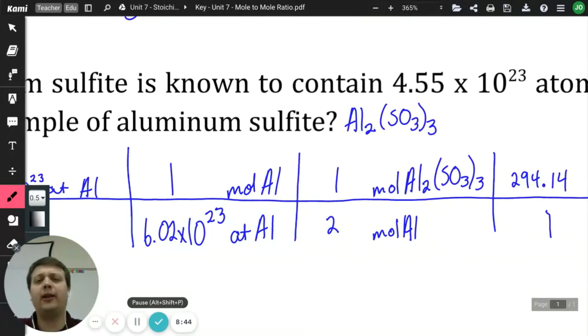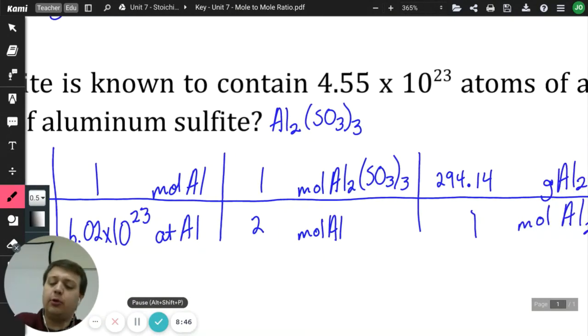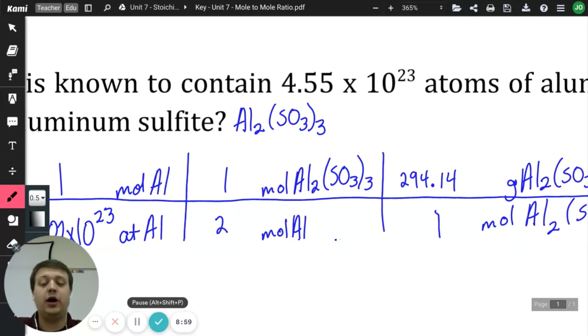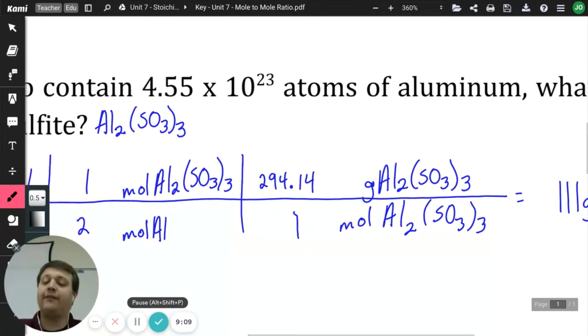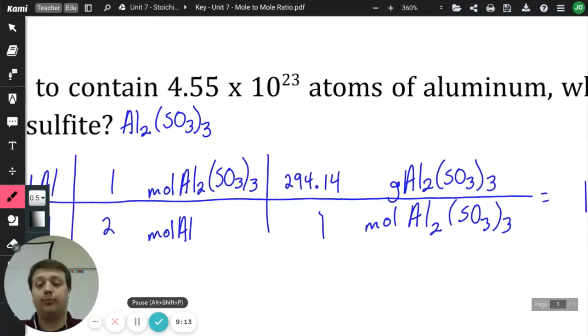So we'll drop that low. We're canceling it out. And we're going to go from moles of aluminum into moles of aluminum sulfite. So moles of aluminum, there are 2 aluminum for every 1 aluminum sulfite. So it is a 1-to-2 ratio. That would be our mole to mole ratio. Now I'm in aluminum sulfite, so then I would convert the moles of that into grams using our molar mass. And I found my molar mass to be 294.14 grams per mole.